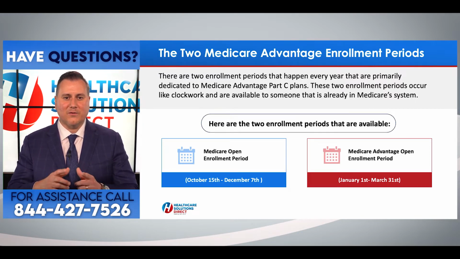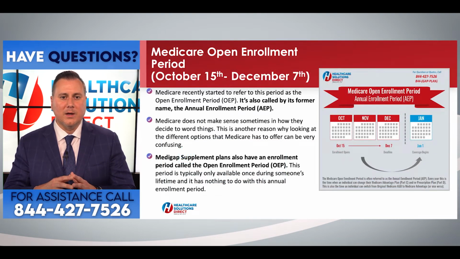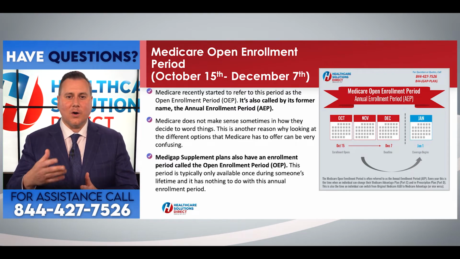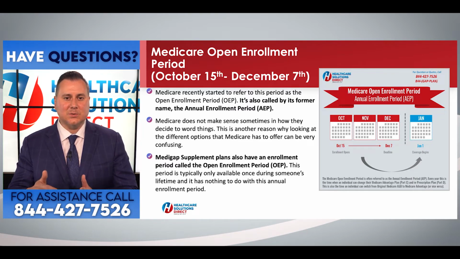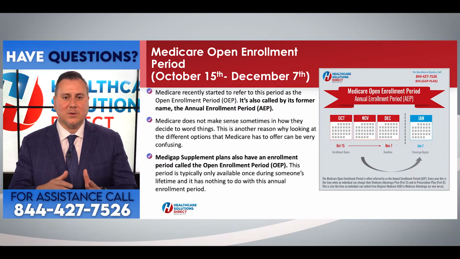Let's talk about the very first one, which is very, very popular every year. The Medicare Open Enrollment Period occurs between October 15th and December 7th. Medicare recently started to refer to this period as the Open Enrollment Period, OEP. If you hear it called the Annual Enrollment Period, AEP, which is what it was commonly referred to previously, these are both the exact same enrollment periods. Again, this is where Medicare just doesn't make any sense sometimes in how they decide to word things. This is another reason why looking at the different options that Medicare can offer can be very, very confusing.